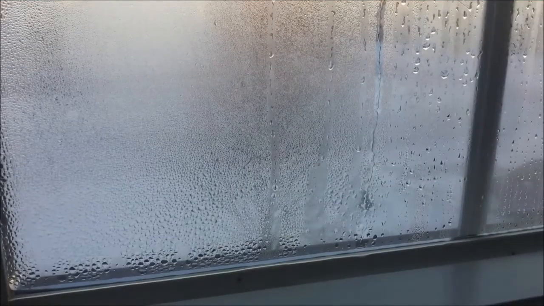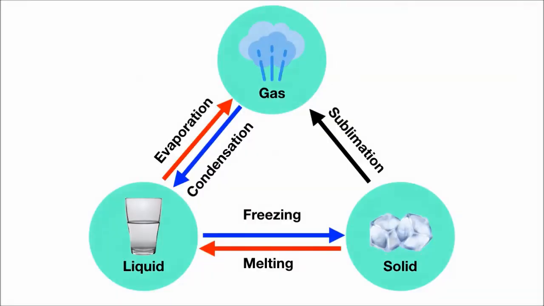On cold days, you sometimes see droplets of water form on your window. What is happening to cause that? Well, that's happening because water vapor or water gas in the air is turning back into a liquid on your window. That is an example of condensation.